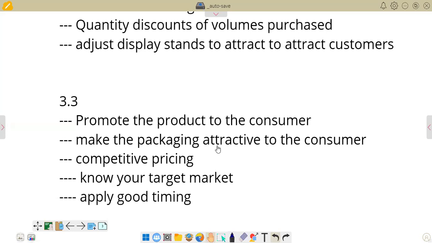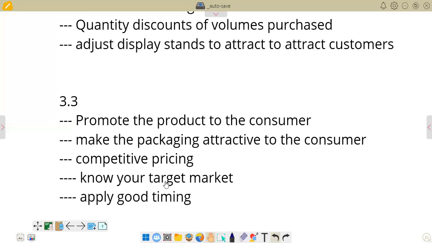so that it attracts the customers. Remember, according to the law of demand, if price is reduced, we are going to see quantity demanded going up. We have an inverse or negative relationship between the variables of price and quantity demanded. So competitive pricing basically is the reduction of prices in relation to what competitors are charging. So this is what we have on the third point.